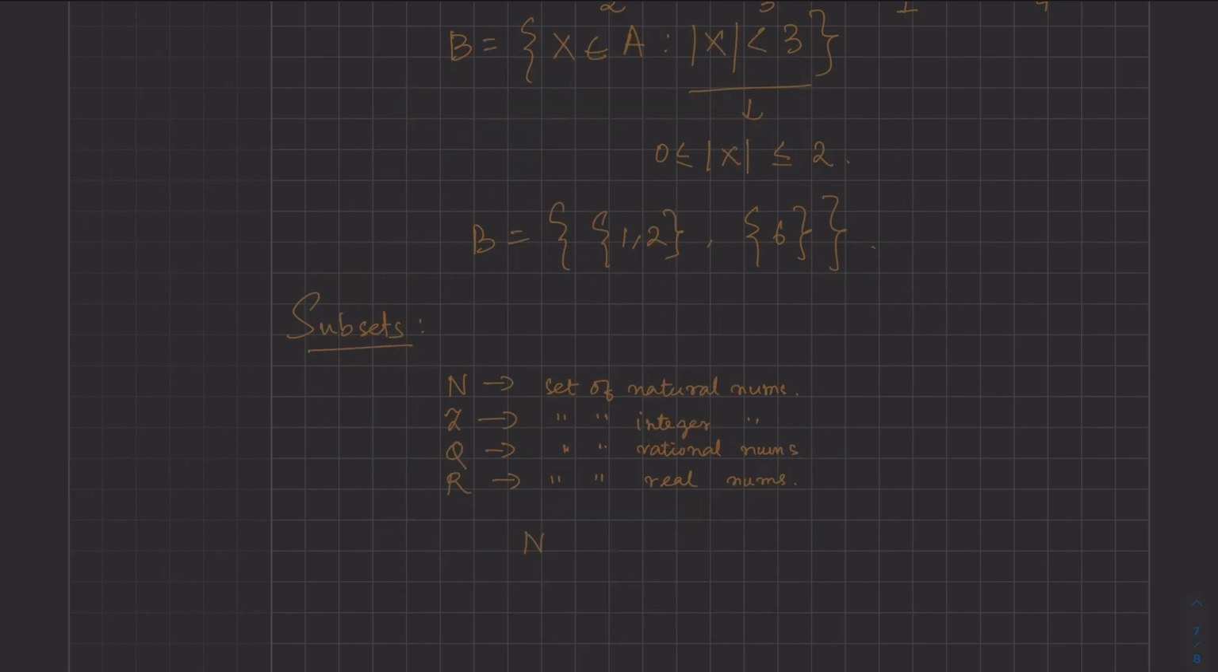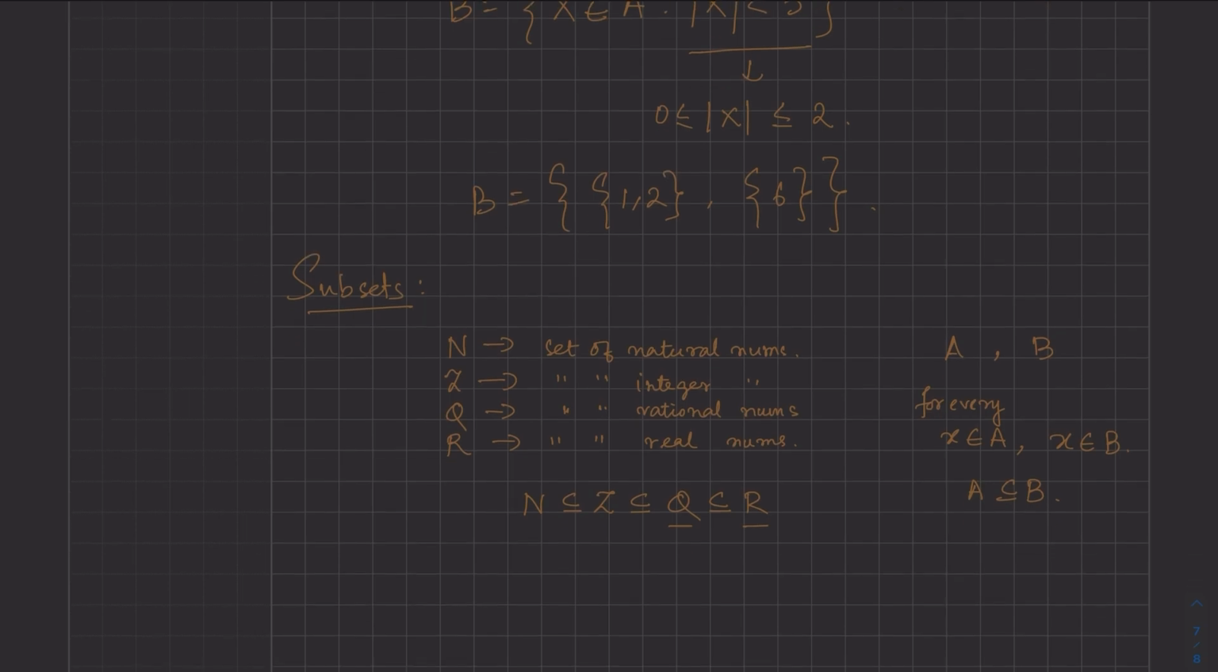The set of natural numbers is a subset of the set of integers, which in turn is a subset of the set of rational numbers, which in turn is a subset of the set of real numbers. Let's revisit the definition of a subset. Given A and B, if for every x that belongs to A, it also belongs to B, for every element that A has, that element also belongs to B, then we say A is a subset of B.